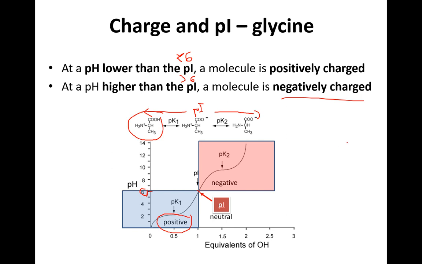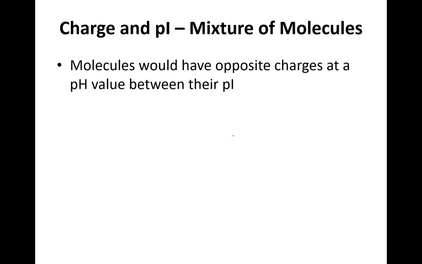This is valid for any amino acid. This is a simple example with glycine, but it's the same thing for lysine, glutamic acid, aspartic acid. If you predict their pI, remember, by averaging the two pKa's that contain the zwitterion, and you put the molecule in a pH lower than that pI, it will be positively charged. Put it higher, it will be negatively charged. How does it help with ion exchange chromatography? How do you use it?